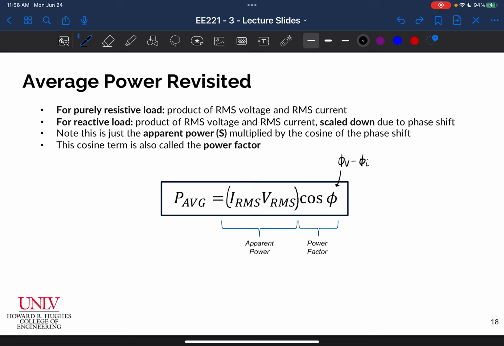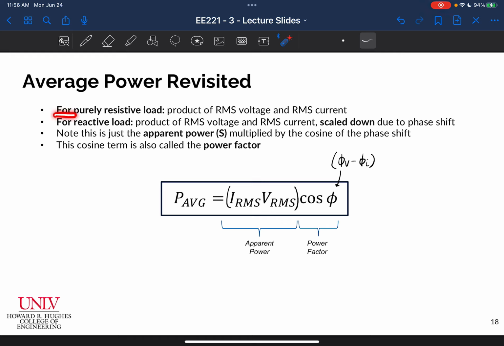If we have some combination of resistance and capacitance or inductance, that won't be the case. But if we have a purely capacitive or a purely inductive load, we can end up with 0 average power dissipated, because this cosine term can go to 0 under the correct conditions for this phase shift. Okay, so some quick notes on this function here. Let me just erase my little line through the cosine. Quick notes on this function here.